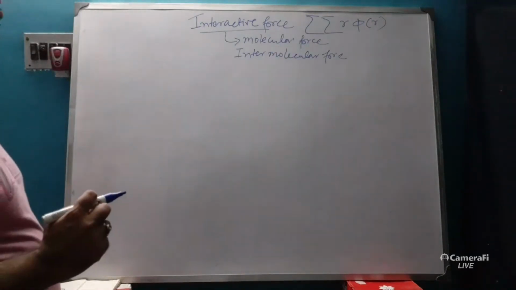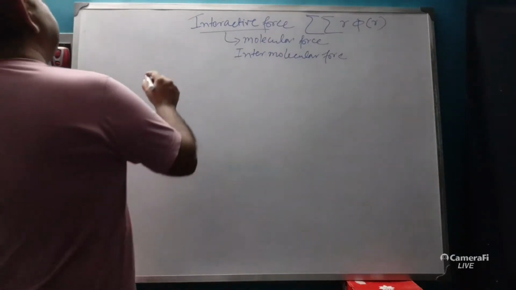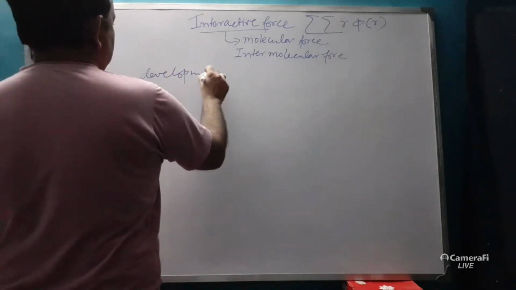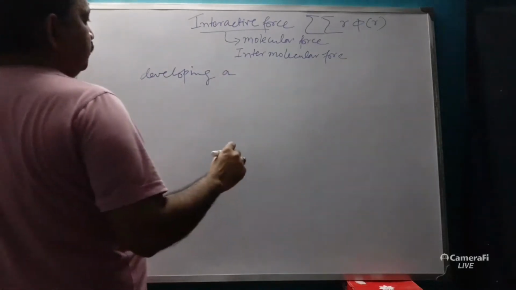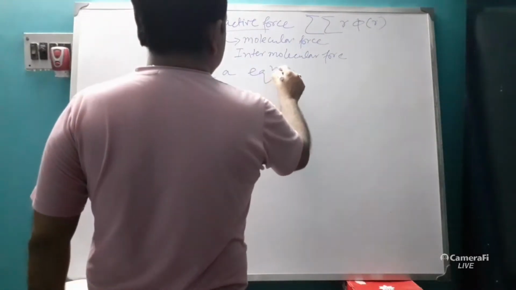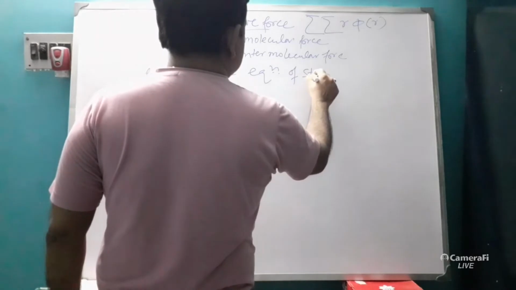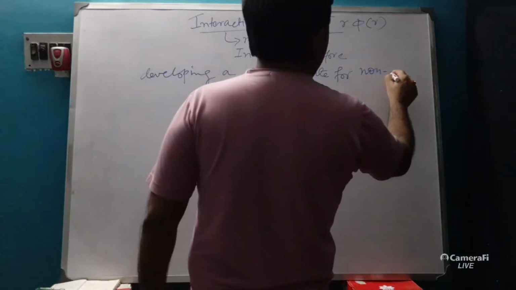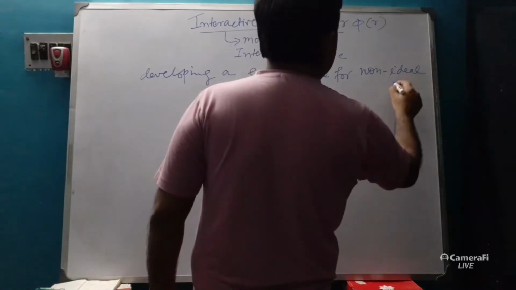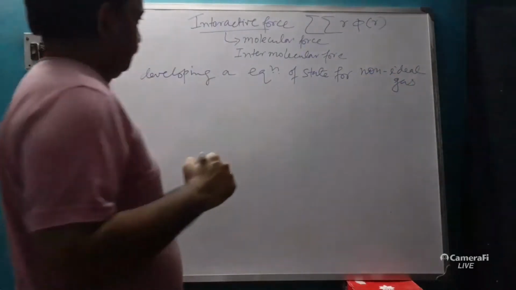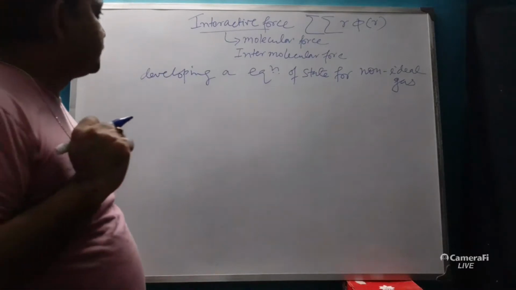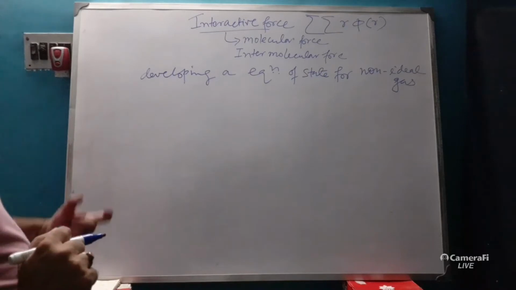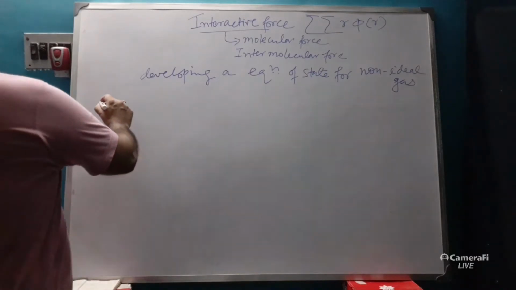So what is the outcome after the deduction of this particular double summation R phi R? The deduction would lead to developing an equation of state for non-ideal gas. Equation of state for non-ideal gas. To start with, we are faced with two important considerations.